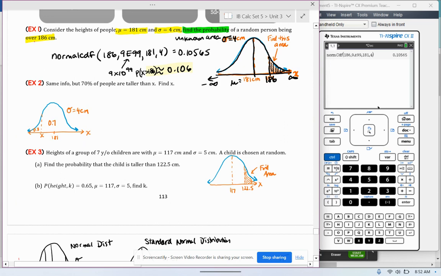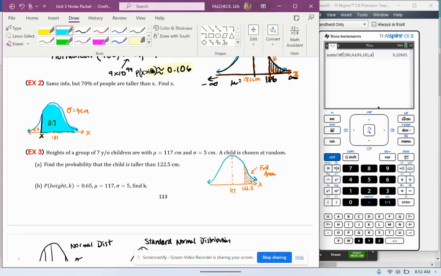Okay, let's do number 2. Same info, but 70% of people are taller than x. So we're going to put that information on our drawing here. x is an unknown x value. We know that 70% of people are taller than that. So we would write a 0.7 to the right of that value and shade it in. And we are going to want to find x.